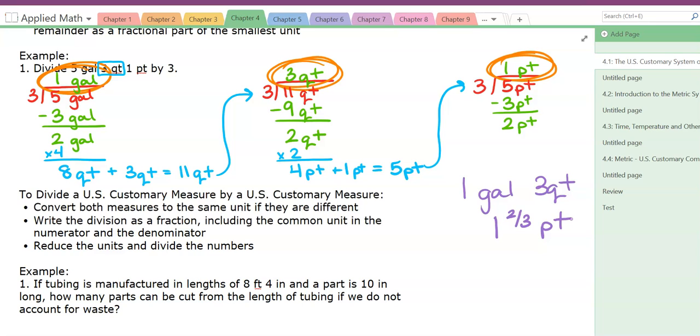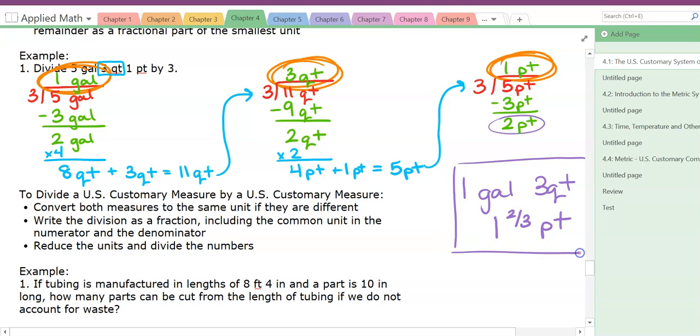Because I still have these 2 pints here, I have to figure out how to write that. So we write the remainder as a fraction. This would be your final answer here: 1 gallon, 3 quarts, 1 2/3 pints.